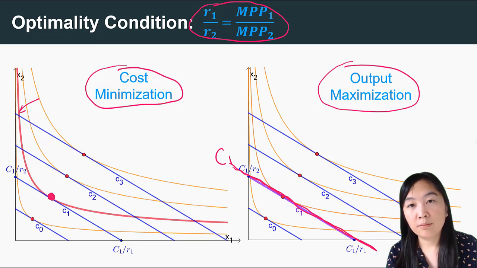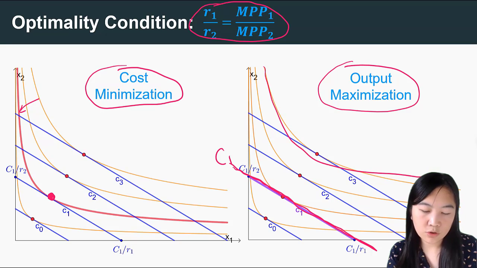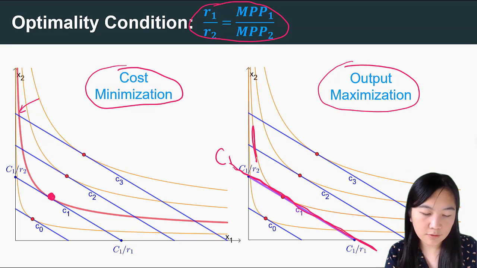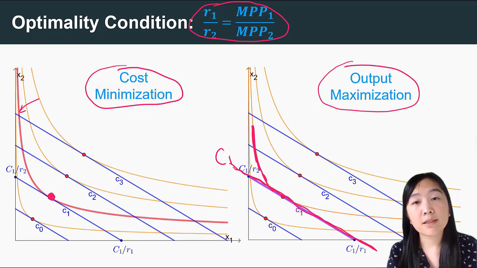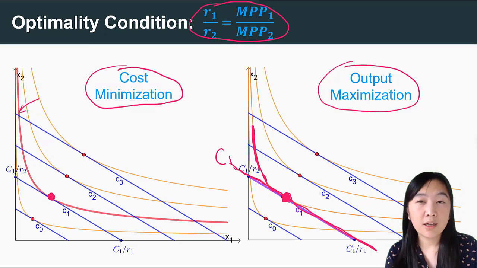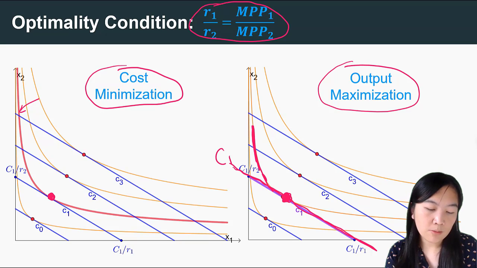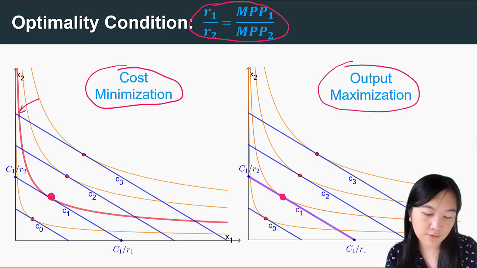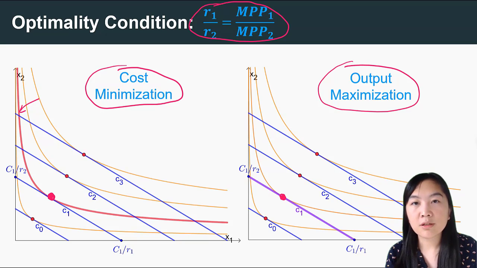You need to maximize your output for this given cost. So for output maximization, you draw different isoquant curves, and you find the isoquant curve that is tangent to the predetermined cost. That point is where your output will be maximized. And if you compare these 2 graphs on the left-hand side and the right-hand side, you'll find exactly the same solution. The difference is which one is predetermined.